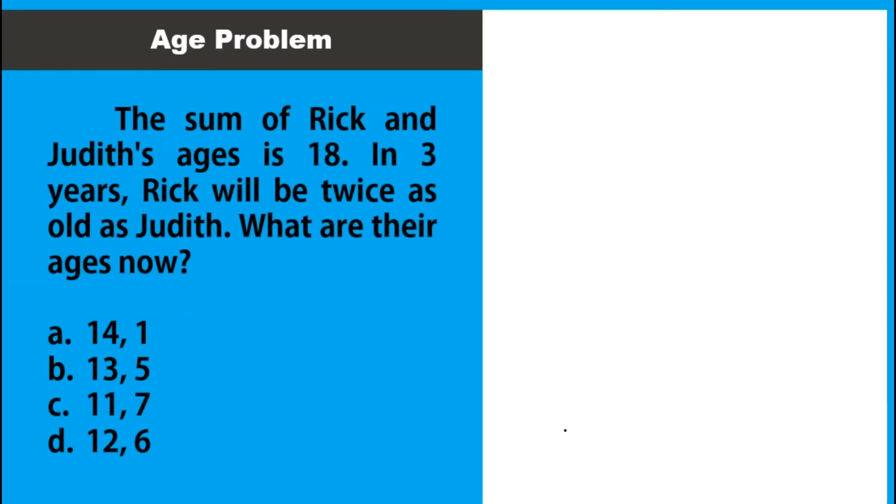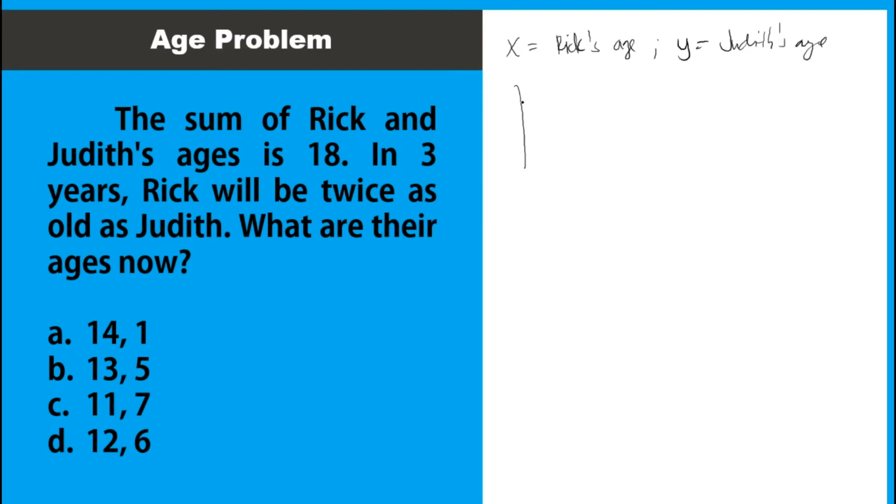Next problem. The sum of Rick and Judith's ages is 18. In 3 years, Rick will be twice as old as Judith. What are their ages now? We're required to find the present ages of Rick and Judith. Let's use variables: let X be the present age of Rick, and Y Judith's age in the present.